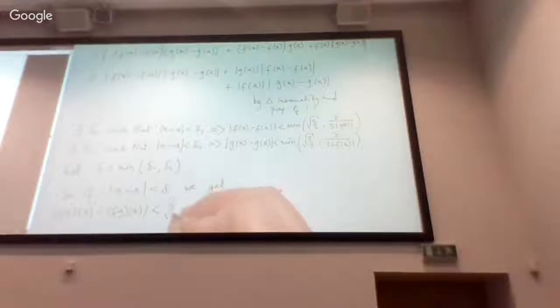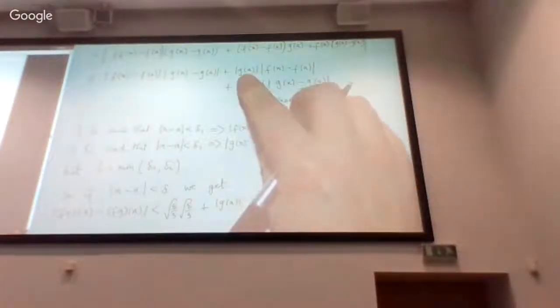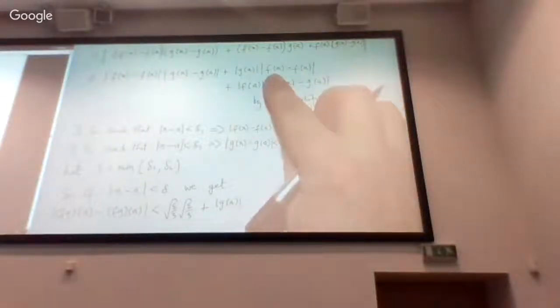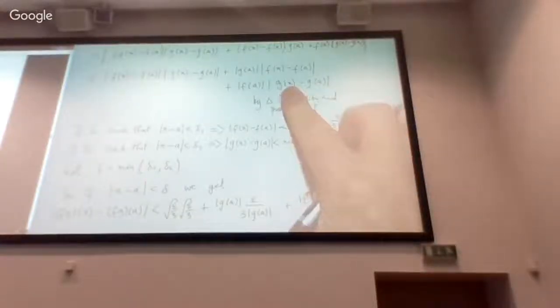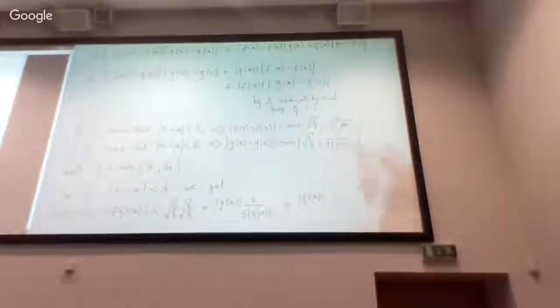And it's the square root of epsilon over 3 times the square root of epsilon over 3 plus absolute value g of a. So this absolute value g of a is that factor there. But I replace the absolute value of f of x minus f of a with this upper bound, epsilon over 3 times absolute value g of a. And I do a similar thing. Last term, I replace g of x minus g of a by this upper bound, epsilon over 3 times absolute value of f of a.